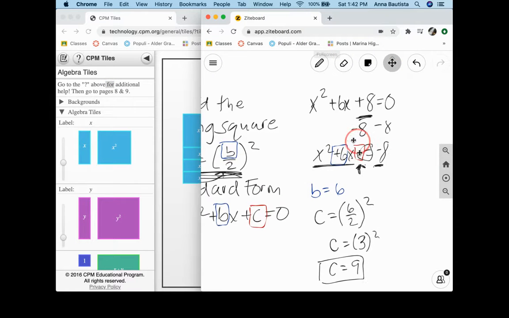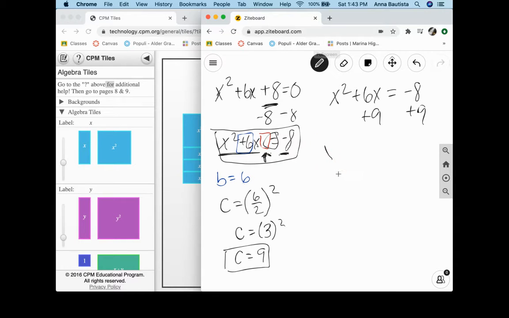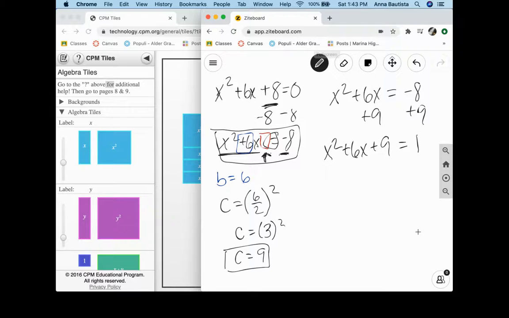Now let's go back over here on this side and see if that works out mathematically. I'm going to take this equation and add 9 to both sides. So we have x squared plus 6x equals negative 8. I'm going to add 9 to both sides and see if it equals what we got over here on our algebra tiles. So then we get x squared plus 6x plus 9 equals negative 8 plus 9, which is positive 1. And that, in fact, does represent what our tiles showed, which means this must be correct.